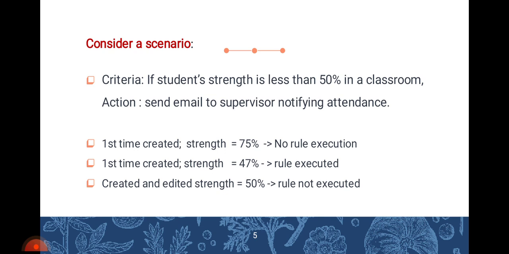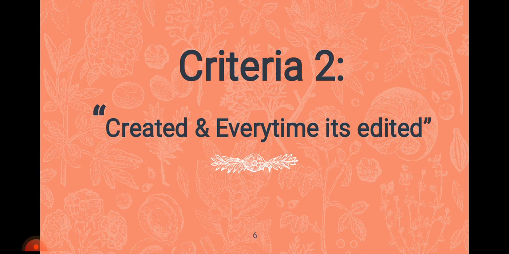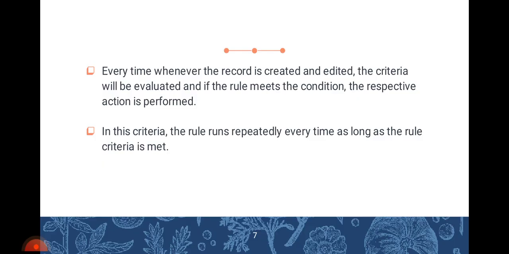Now let's move on to criteria 2. Criteria 2 is created and every time it's edited. Here, remember two important points. Number 1, whenever the record is created and edited, the criteria will be evaluated, and if the rule meets the condition, the respective action is performed. Point number 2, in this criteria, the rule runs repeatedly every time as long as the rule criteria is met.